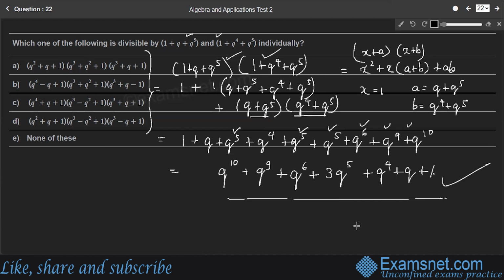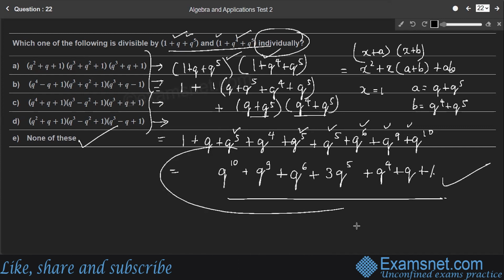So if you consider the products of the given four options, these products are not equal to the product of the given expressions, nor a multiple of the product of the given two expressions. Therefore we'll consider none of these as the answer. None of the given options is a multiple of the product of the given two expressions. Therefore none of the options is divisible by the given two expressions individually, so option E is the right answer.